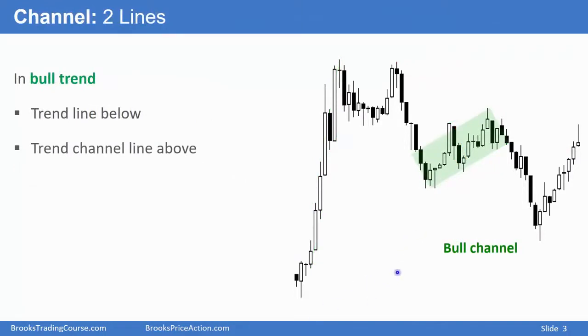Let's look at this bull channel for a second. There's a line below and a line above. In a bull trend, the line below is the trend line. In a bear trend, the line above is the trend line. In a bull channel, a bull trend, the line above is the trend channel line. Bull channel, we have 2 points, so we can draw a line. This is the bull trend line. 2 points, we can draw a line at the top of the bull channel, and that is the channel line.